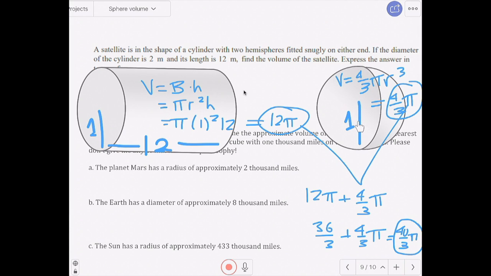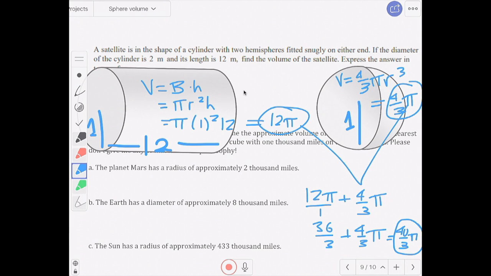If the radius is 1, then it just becomes 4/3 times pi times 1 to the third power. 1 to the third power is 1 times 1 times 1, which is 1. So as it turns out, the volume of the hemispheres together, grand total, is 4/3 pi. So the total amount of volume in terms of pi would be 12 pi from the cylinder plus 4/3 pi from the sphere. And this would be an acceptable way to write your answer. But I want to write my answer in the simplest way possible. So I want to combine those like terms.